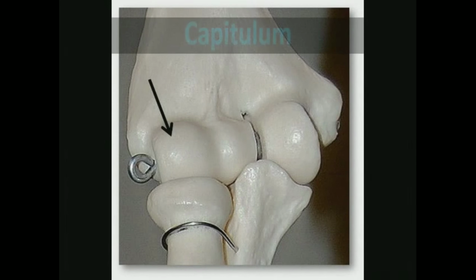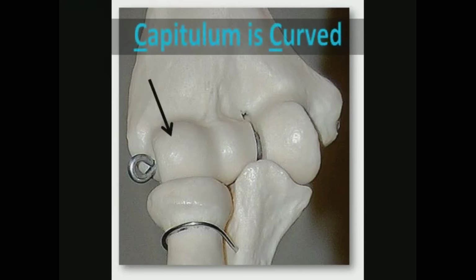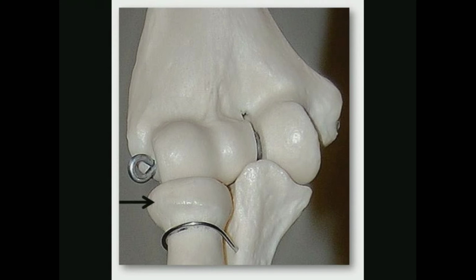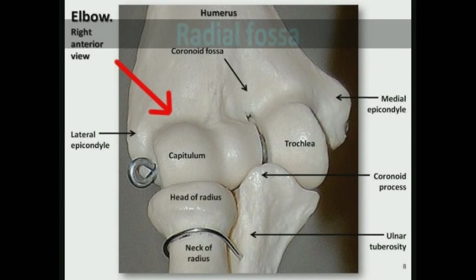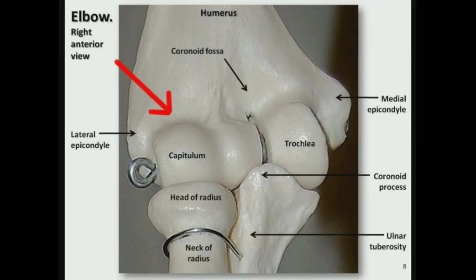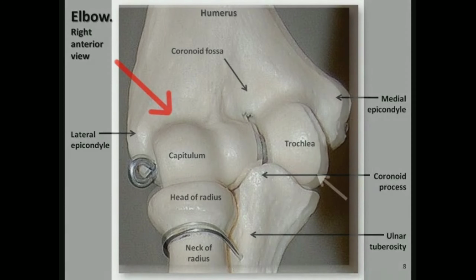The capitulum is a round, knob-shaped process on the lateral aspect of the bone. Caput means head, and you can remember this part because the capitulum is curved. The capitulum articulates with the head of the radius to allow its rotation. The radial fossa is a shallow anterior depression just above the capitulum. It articulates with the head of the radius during flexion or bending of the forearm.